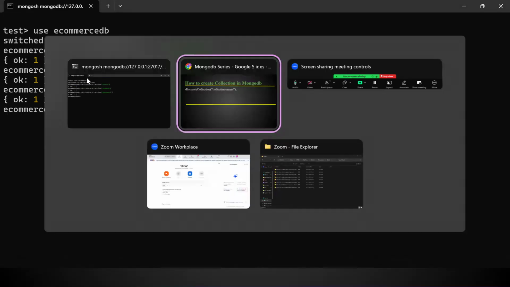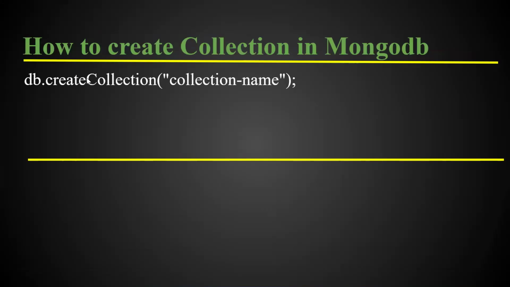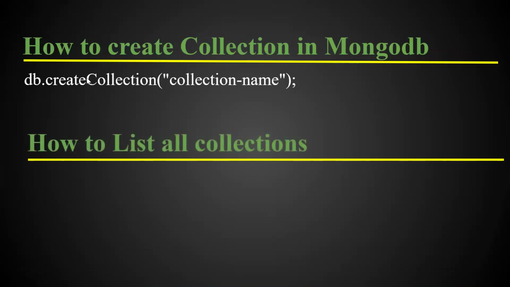Now I want to list out all my collections. So how to list all collections? We wanted to find out how many collections I have created in my database. I want to list out all those collections. For that, the command is show collections. If you say show collections, it will list out all the collections present in that database.